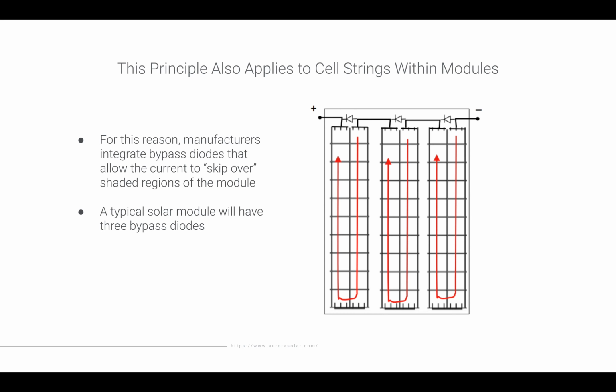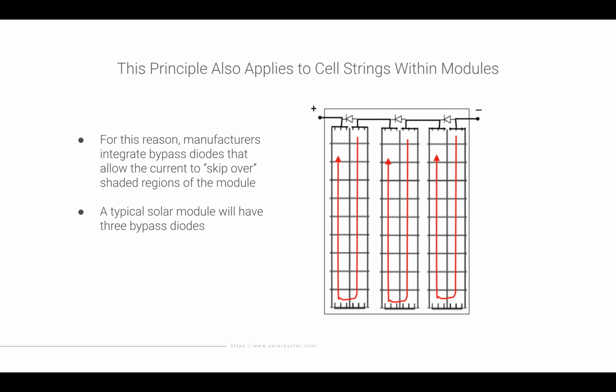Bypass diodes are devices within a solar panel that allow the current to skip over shaded regions of the module. So by utilizing bypass diodes, the higher current of the unshaded cell strings can flow around the shaded cell string. However, this comes at the expense of losing the output of the cells that are skipped over, obviously.